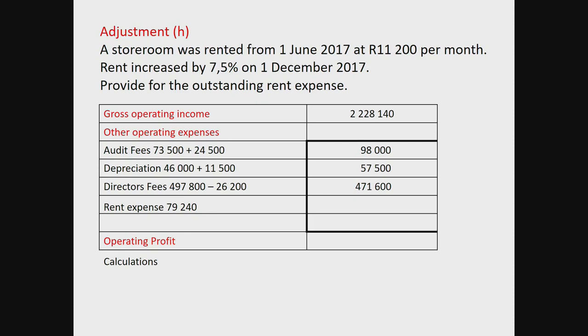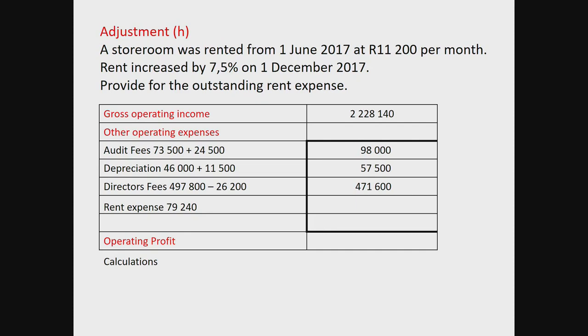We're still busy with the operating expenses section, but this time we're busy with the item rent expense, and there's a total of 79,240 in your trial balance. Okay, I think earlier we had a question on the rent expense, so this is where we are, where we have to calculate the rent expense.